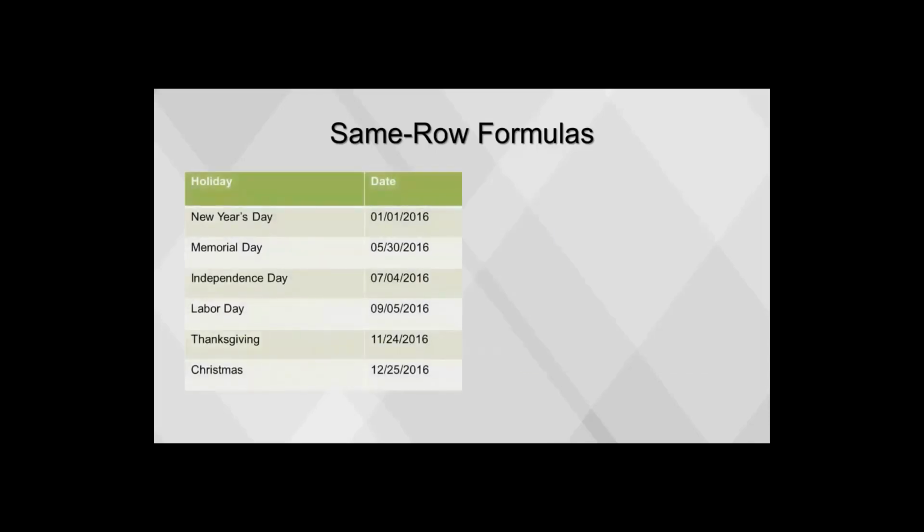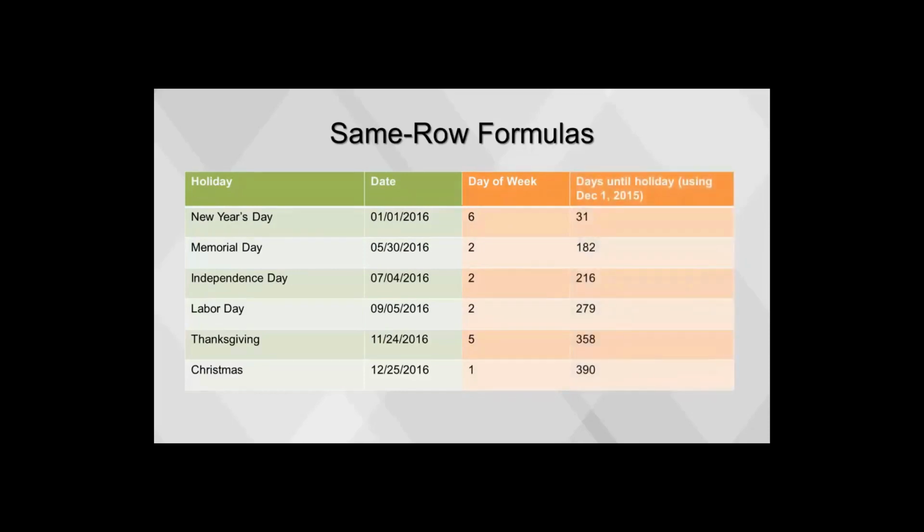This table contains the major holidays for 2016. For each date value, we can extract other features. We can add a column with a numeric value to describe the day of the week. We can subtract today's date from the date column to find the number of days remaining until the holiday occurs.